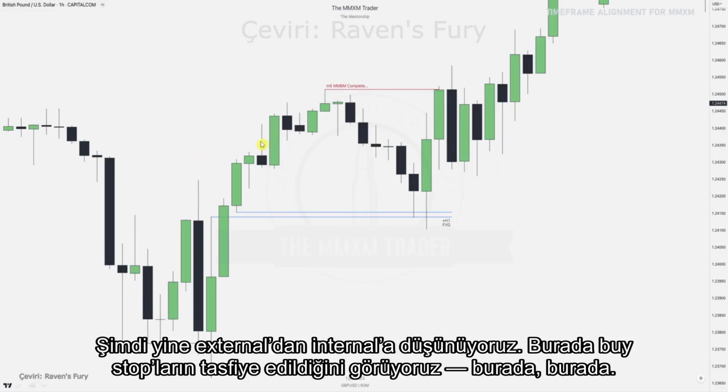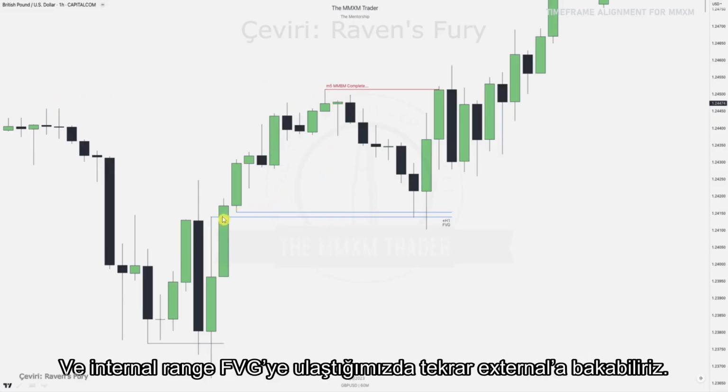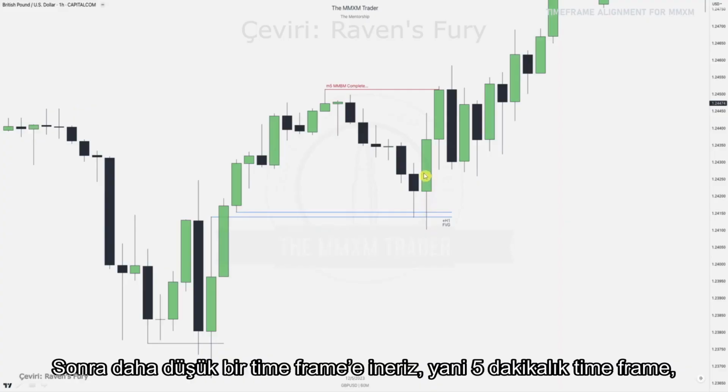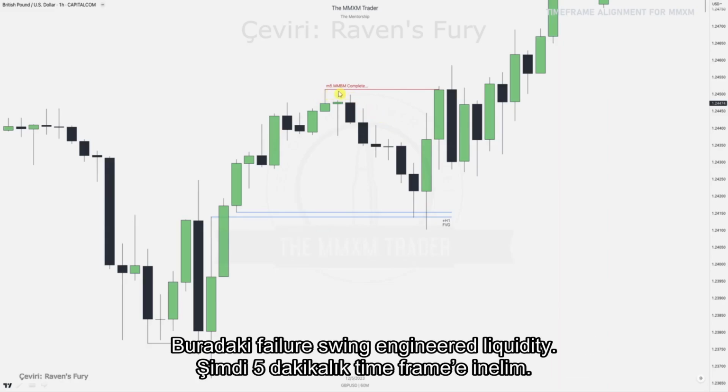Now, again, we think about external to internal, right? We see these buy stops getting raided over here, over here. So we have an external raid, we want to go to internal range liquidity, which is this 1-hour fair value gap, right? And once we hit that internal range fair value gap, we can look for external again, and then we dive into a lower time frame, which is the 5-minute time frame, right? And see if we can spot a market maker buy model forming. Also think about low resistance liquidity, right? Failure swing up here, engineered liquidity.